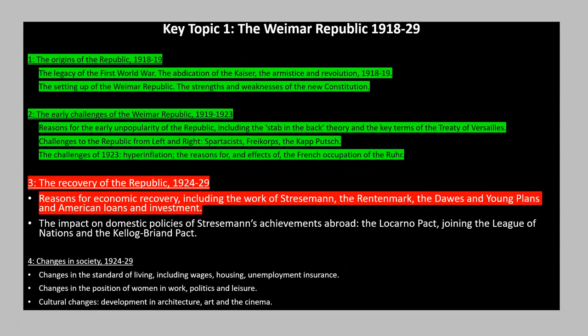So, we've now finished looking at the early challenges to the Weimar Republic. Next lesson, we'll start looking at the recovery of the Republic between 1924 and 1929, looking in particular at the work of Gustav Stresemann, who I mentioned in the previous slide.